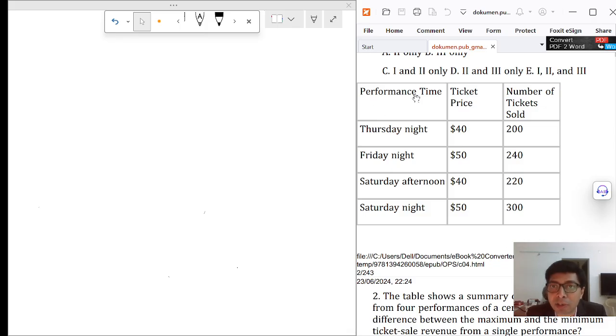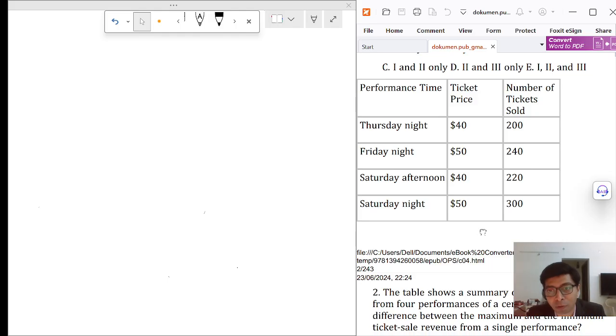It shows the performance time: Thursday night, Friday night, Saturday afternoon, Saturday night. Then it shows the corresponding ticket price. Thursday night ticket price is $40, and the number of tickets sold is 200. Similarly, on Friday night it is $50 and 240 tickets sold. On Saturday afternoon it is $40 and 220 tickets sold. On Saturday night, $50 and 300 tickets sold. That's the information we can see from the table.